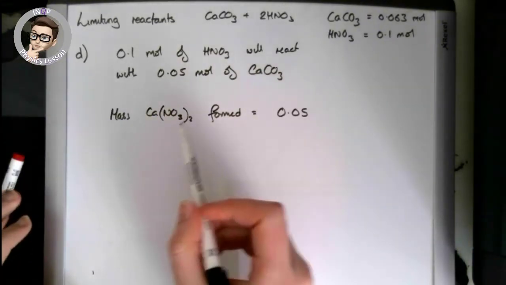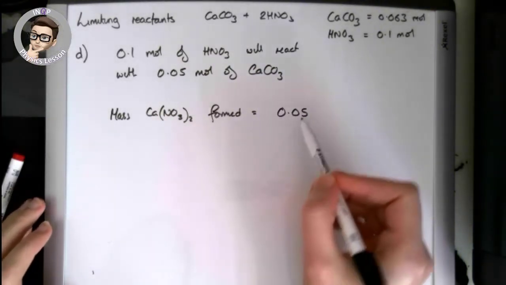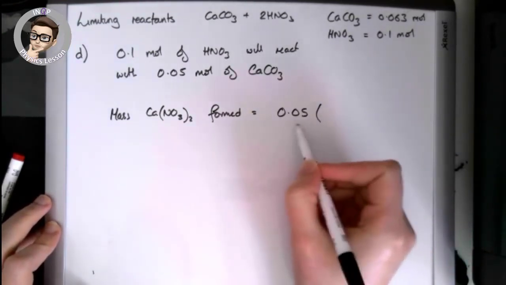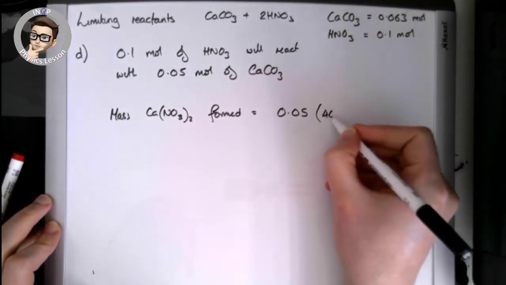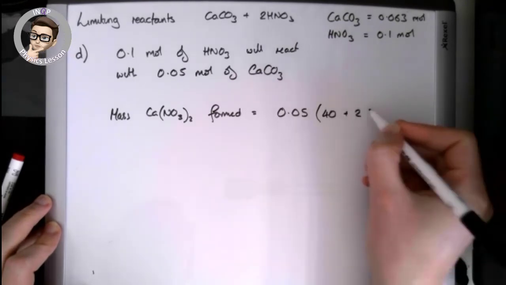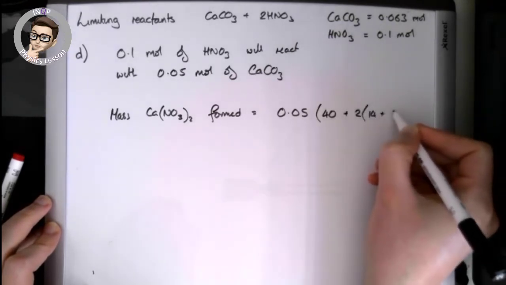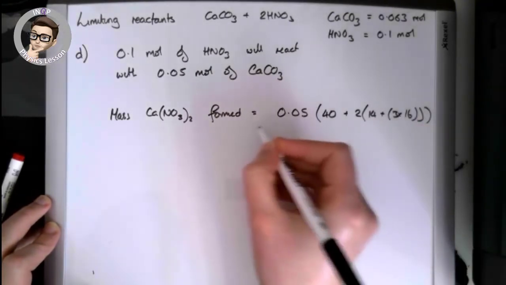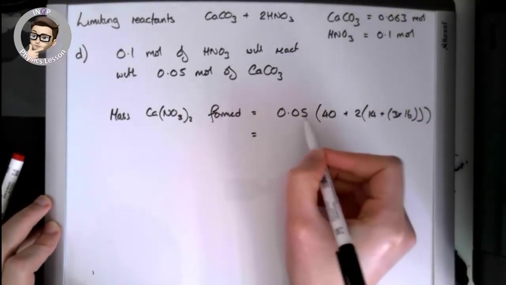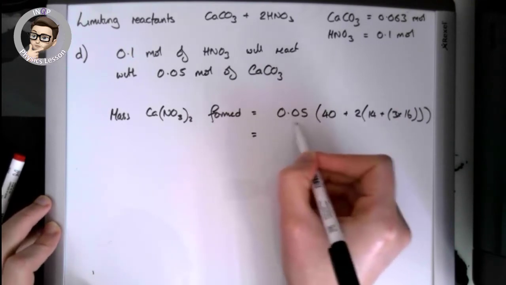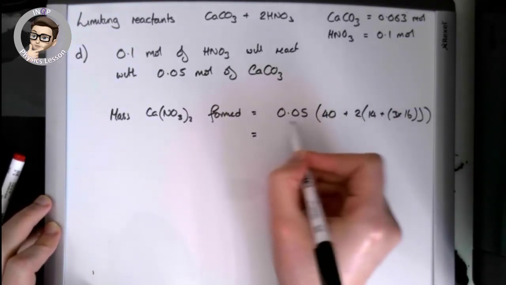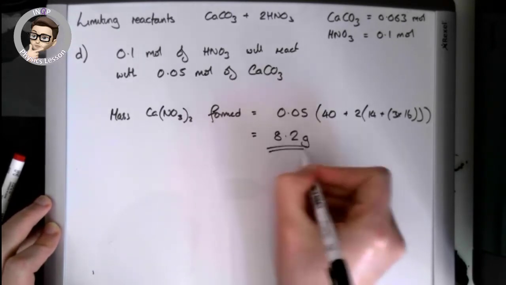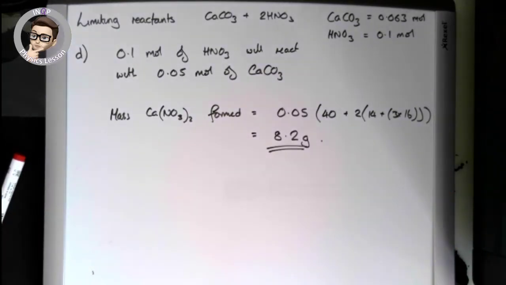So the mass of the Ca(NO3)2 formed is going to be 0.05. And we know that if I've got 0.05 moles, then that is going to give me a mass of 40 plus 2 times 14 plus 3 times 16. Well, complicated equation. But we know that's true because we've done this in our previous work. We worked out the mass we get for the number of moles, which if we do that calculation, will leave us with 8.2 grams.